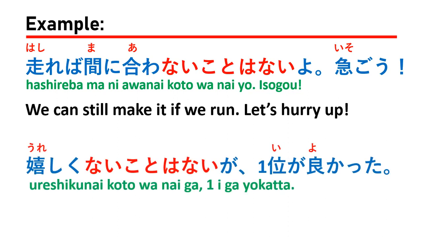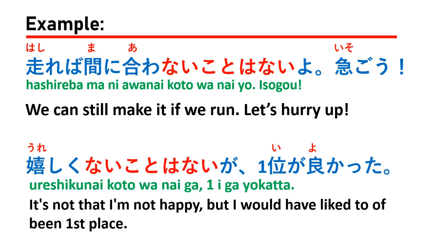The next example. 嬉しくないことはないが、1位が良かった。Which means it's not that I'm not happy, but I would have liked to have been first place.